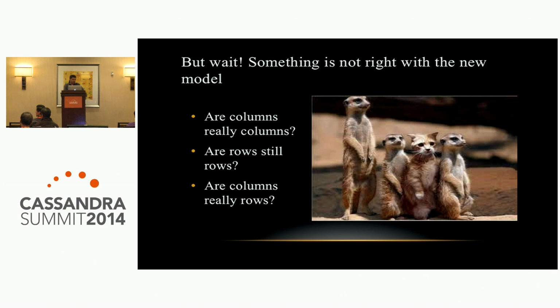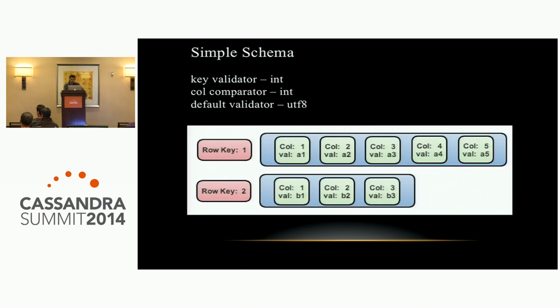Something was not right, and we had to fix this for Netflix because things were getting pretty confusing for the devs. I'll give you a very simple schema, just as an example. Your key type is an integer. Your column name type, which is your column comparator, is also an integer, and your values are just some ASCII or some strings. The simplest schema possible. Take these two rows as examples.